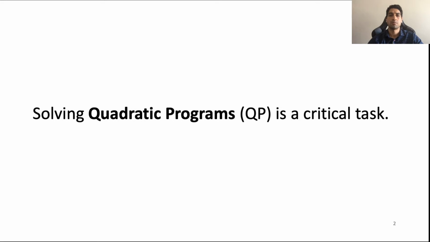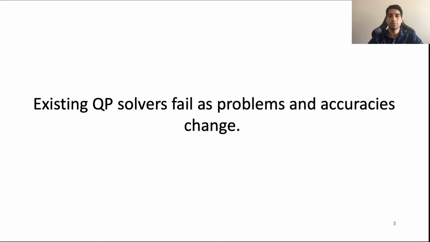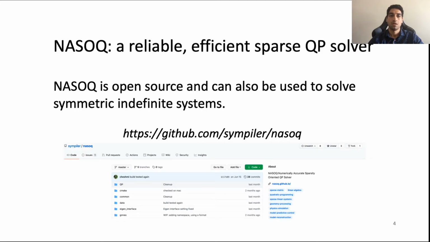Solving quadratic programming problems, or QPs, is critical in almost every computational field and discipline. Unfortunately, existing QP solvers often fail as problem types and requested accuracies change. Today, I will present our work on a new QP algorithm, NASOQ, which enables reliable and efficient solutions of sparse QPs across problem types, scales, and accuracies. NASOQ is available as open source and can be used to solve equality and inequality QPs.